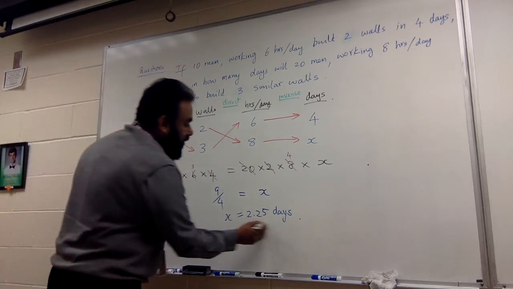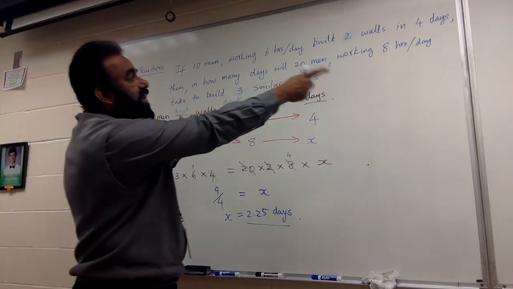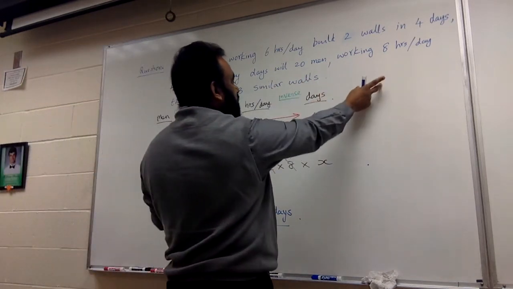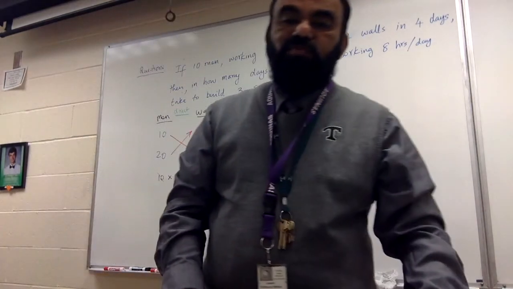This is the fastest way of doing these kind of problems. The problem can be really complicated. You can include more variables. If there are more variables, you just add one more column and then do the same thing. So this is the fastest way of doing it.